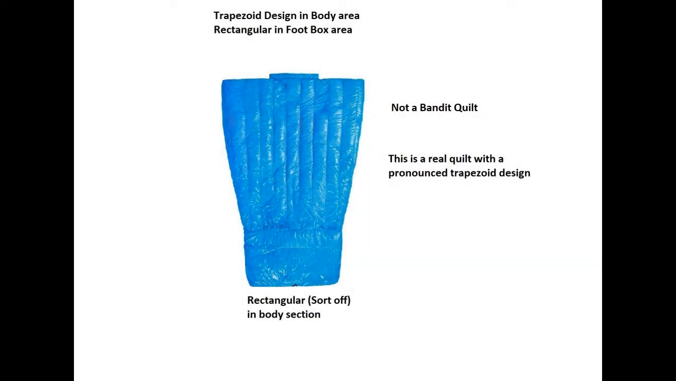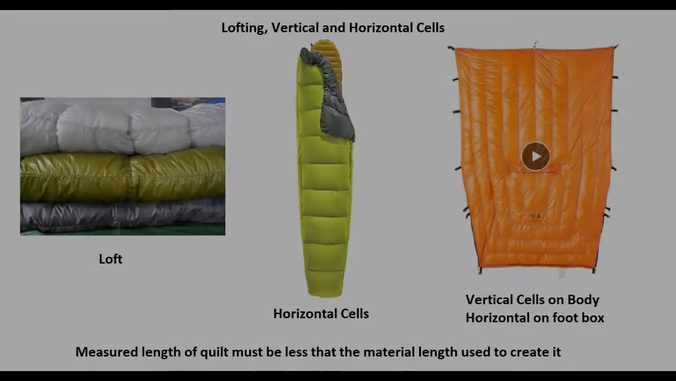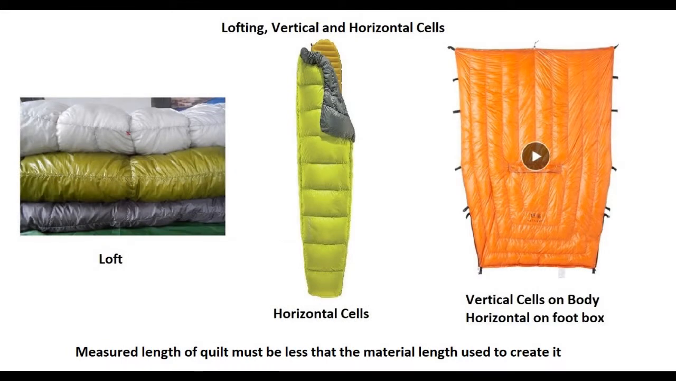In most cases, as with the Bandit I purchased, they are of a tapering design, wide at the top and thinning out towards the bottom of the footbox area, a typical trapezoid design. The length and girth, or width, are determined by the loft, that's the amount of padding, and the number of quilting cells used in the design. These distort the actual material length or width as the quilting creates cylinders of fabric, and the lofting will determine how thick these cylinders are.